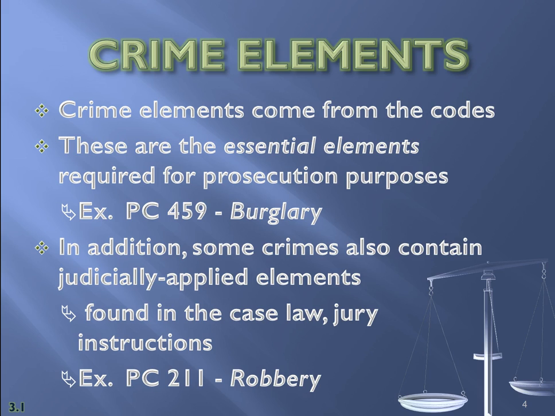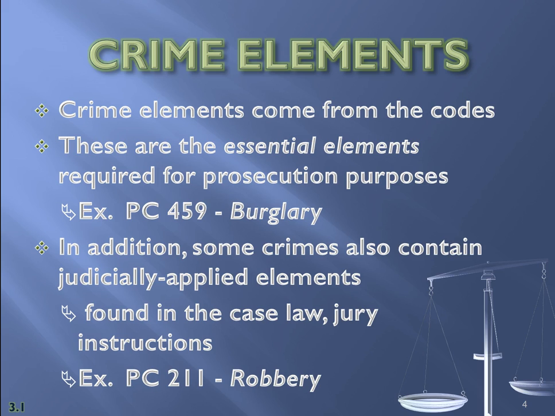Now, in addition to some of these crime elements, some crimes also contain what we call judicially applied elements. And these aren't always found in the Penal Code or the Vehicle Code or whatever code you're looking at. They're found more in case law and in jury instructions. So again, these are judicially implied elements. And these extra elements won't be found in the statute, but only in the case law. And typically they will be published in jury instructions known as CalCrim for California criminal.